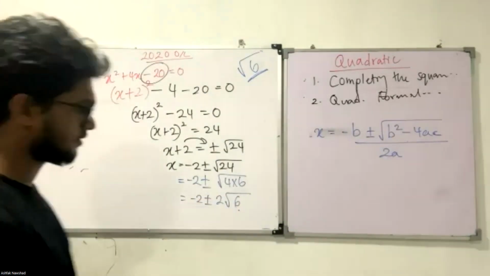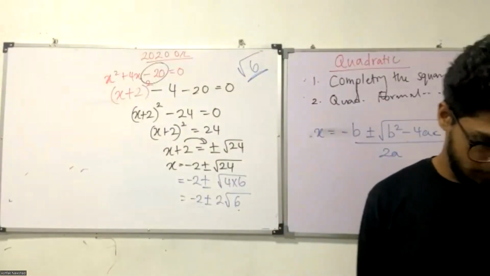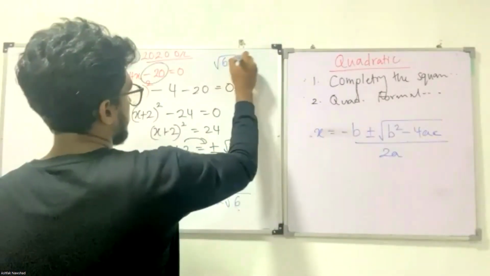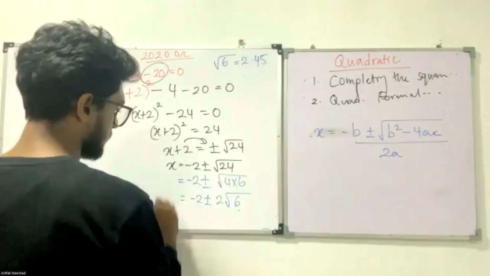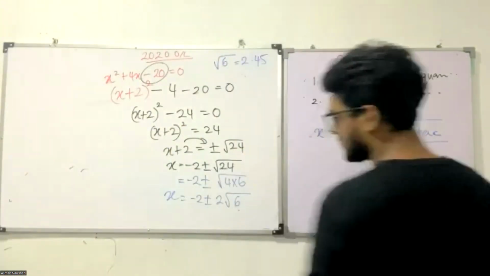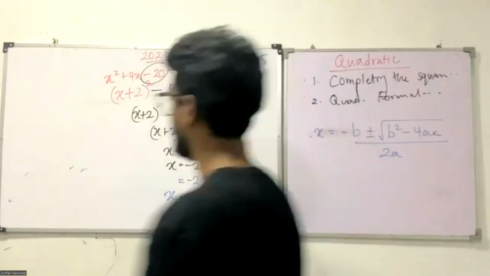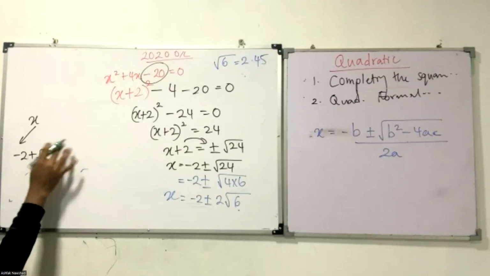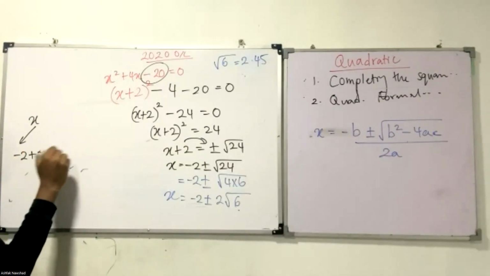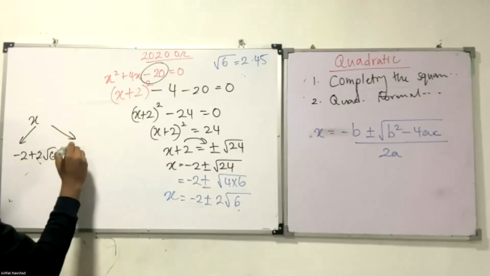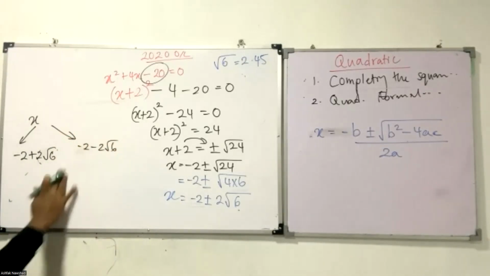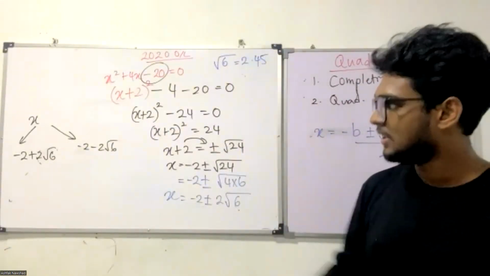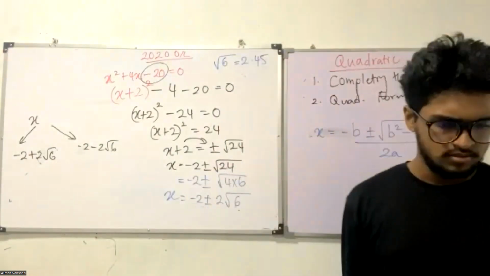So now we have root 6. Root 6 is given in the question. They have given root 6 to be 2.45. Now we can substitute and get the value of x. When substituting, there is a complication: x gets two values. x can be minus 2 plus 2 root 6, or else x can be minus 2 minus 2 root 6. Which answer will you take as true? Which is the false answer? The negative one or the positive one? Which is false?